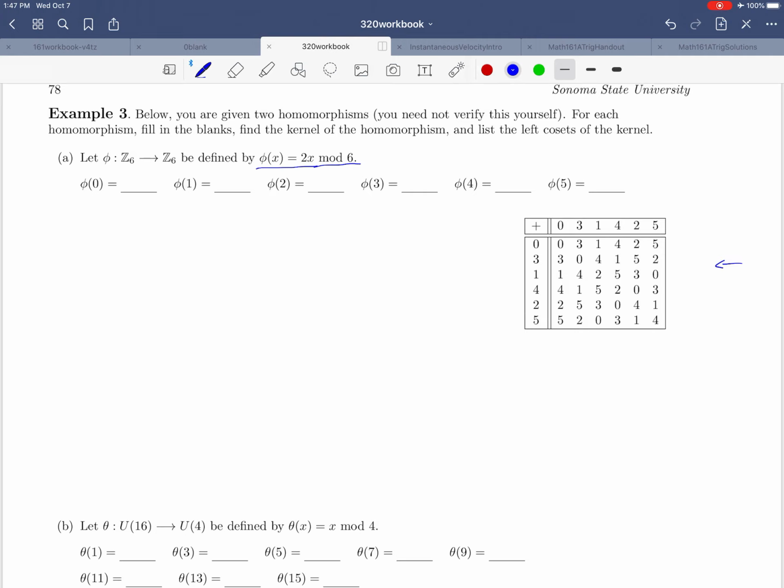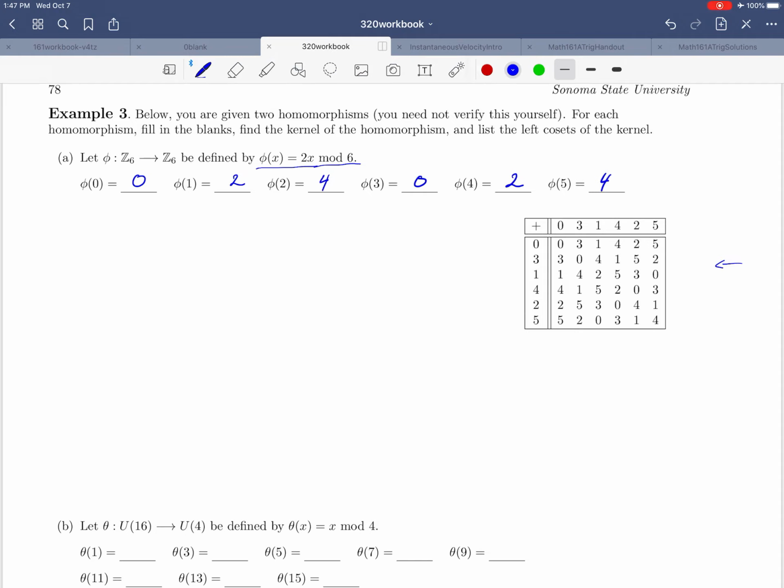So phi of 0 is 2 times 0 mod 6, that's 0. Phi of 1 is 2 times 1 mod 6, that's 2. Phi of 2 is 2 times 2 mod 6, that's 4. Phi of 3 is 2 times 3 mod 6, that's 0 again. And then phi of 4 is 2 times 4, that's 8, mod 6 is 2. And phi of 5 is 2 times 5, that's 10, mod 6 is 4. So there are our images of all the elements in Z6.